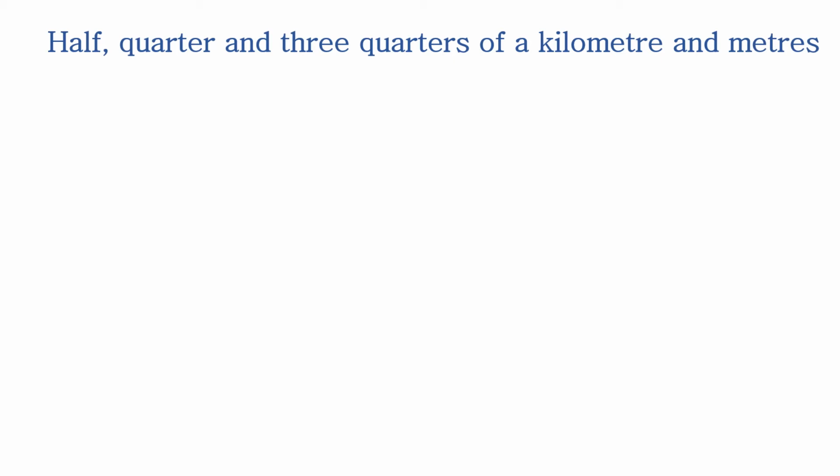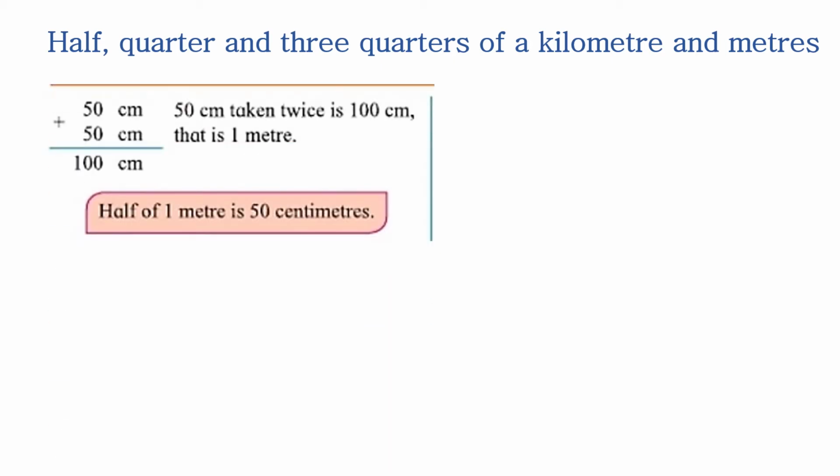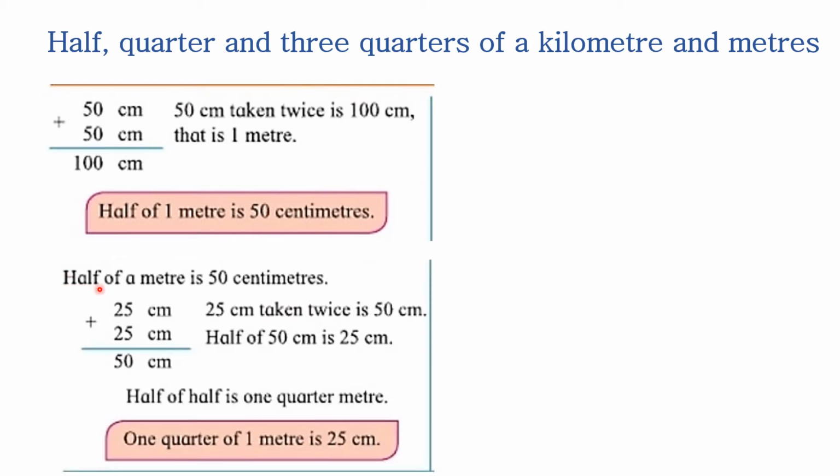Half, quarter and 3/4 of kilometer and meters. 50 centimeter plus 50 centimeter is 100 centimeter. 50 centimeter taken twice is 100 centimeter. That is 1 meter. As we have learned, 100 centimeter is equal to 1 meter. So, half of 1 meter is 50 centimeter. Half of a meter is 50 centimeter.